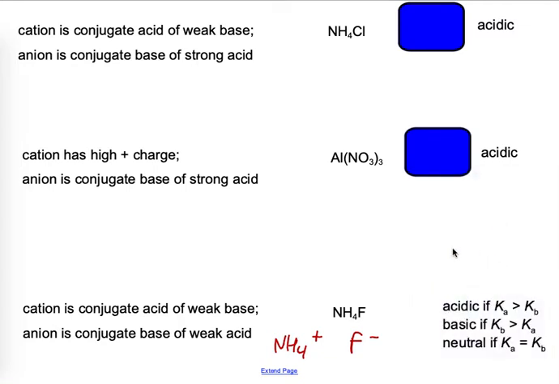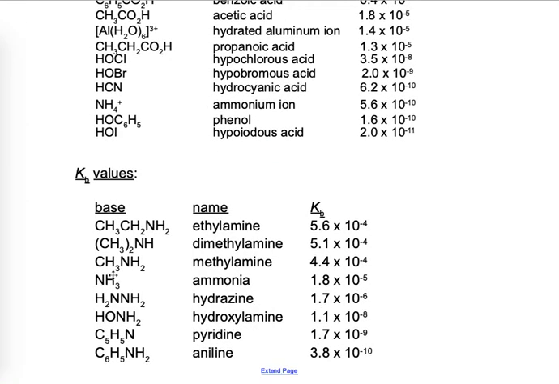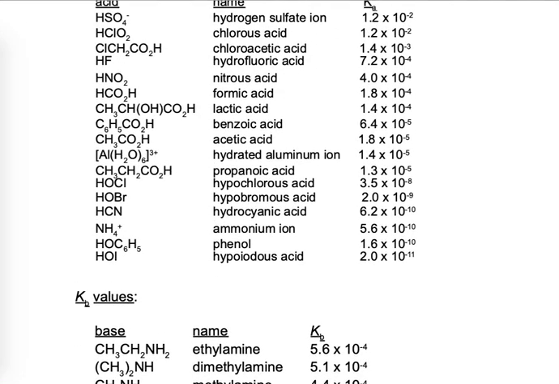You have to calculate Ka for the acidic cation and Kb for the basic anion. If Ka is greater than Kb, the solution will be acidic because the cation will win out. But if Kb is greater than Ka, the solution will be basic because the anion will win out. If they happen to be equal to each other, which happens sometimes, then we would predict it would be a neutral solution. So here are some Ka, Kb values just for reference.